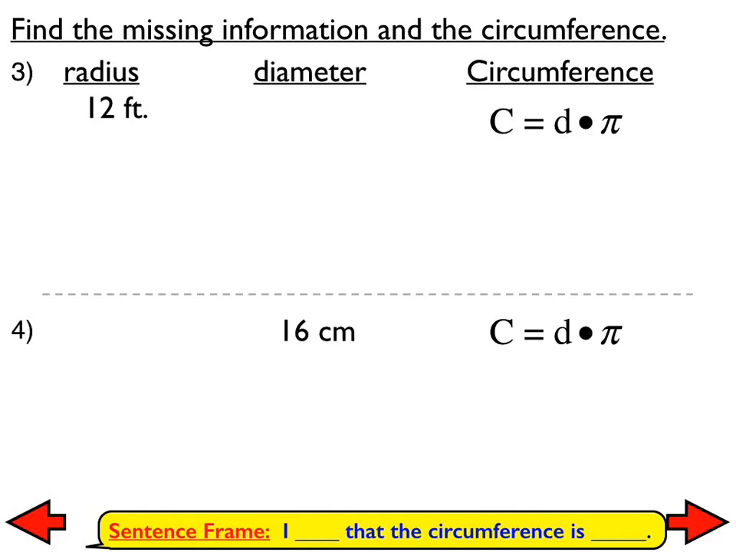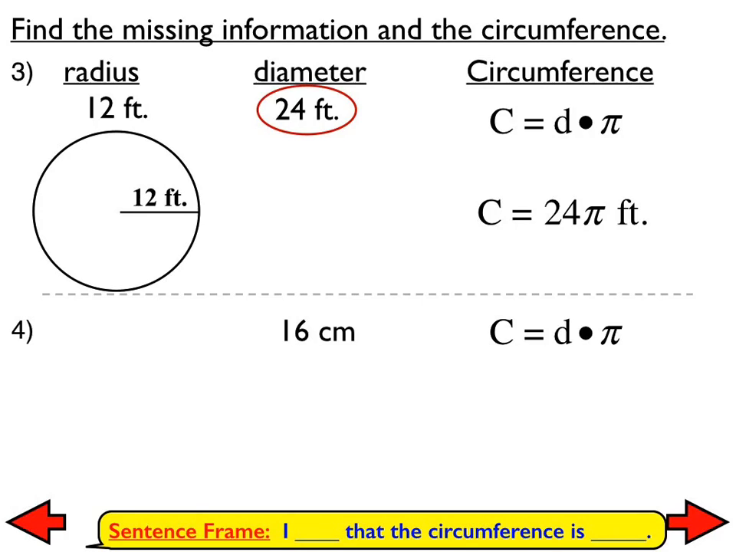So the radius is 12 feet. We don't need the radius for the formula that we're using for the circumference. We need the diameter. And if it's 12 feet halfway across, that means it's 24 feet all the way across. That's what the diameter is. So therefore, the circumference is 24 pi feet.